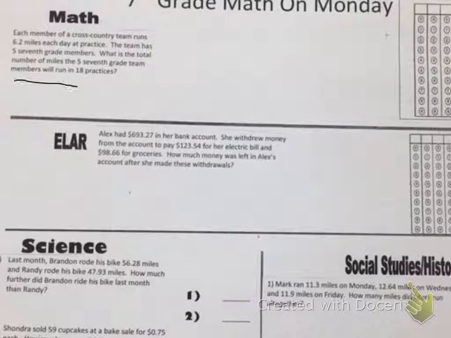Okay, the math question. Each member of a cross country team runs 6.2 miles each day at practice. The team has five seventh grade members. What is the total number of miles the five seventh grade team members will run in eight team practices? Okay, so we don't need to know how many members are in the seventh grade, so that's unnecessary information. We don't need to know that.